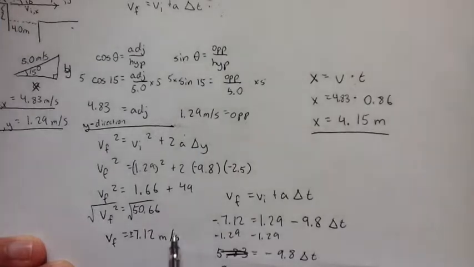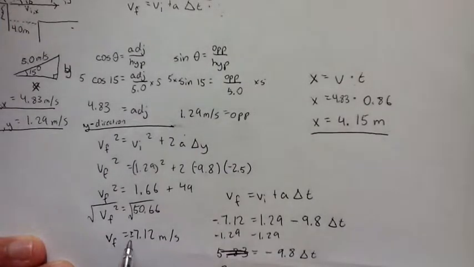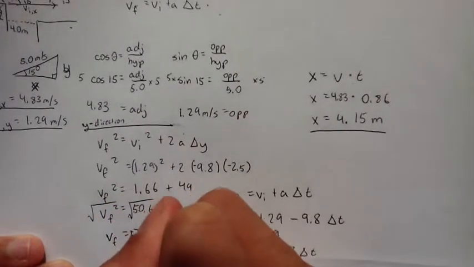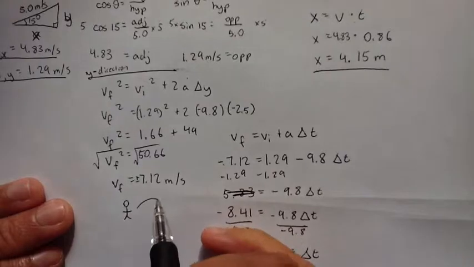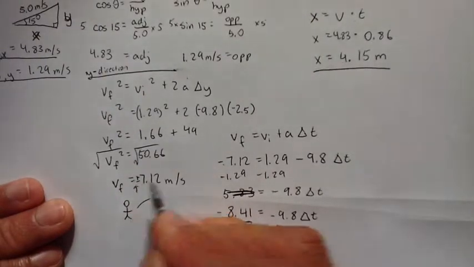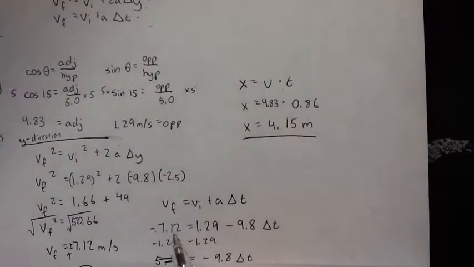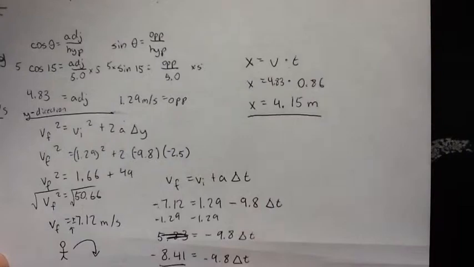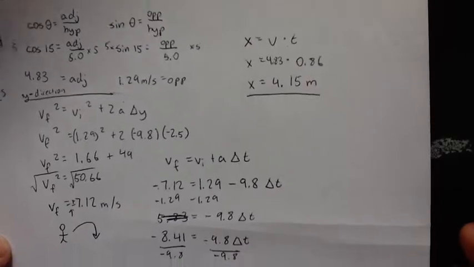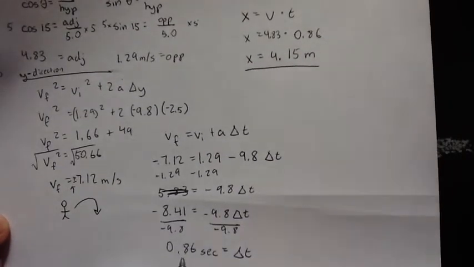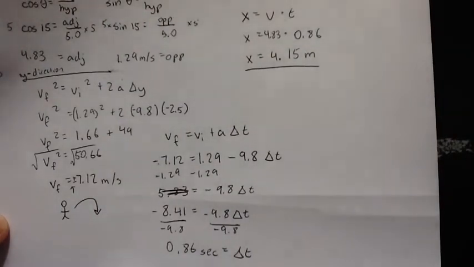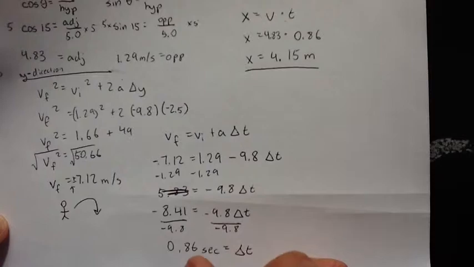Sorry, I forgot to mention that this is actually a plus or minus 7.12, and since the guy is jumping up and then down, your final velocity is actually going to be in the negative direction, so this is a negative 7.12. If I subtract 1.29 from both sides, I end up with a negative 8.41, which equals my acceleration times time. Dividing both sides by negative 9.8 gives me 0.86 seconds equals my change in t. That means that he has been in the air for 0.86 seconds.